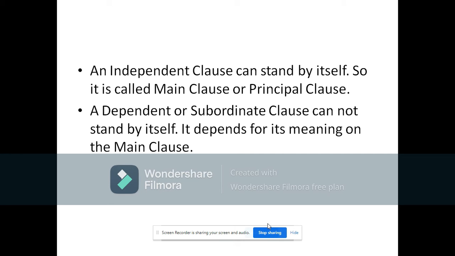A subordinate clause depends on the main clause. It cannot stand by itself. A dependent or subordinate clause cannot stand by itself. It depends for its meaning on the main clause.